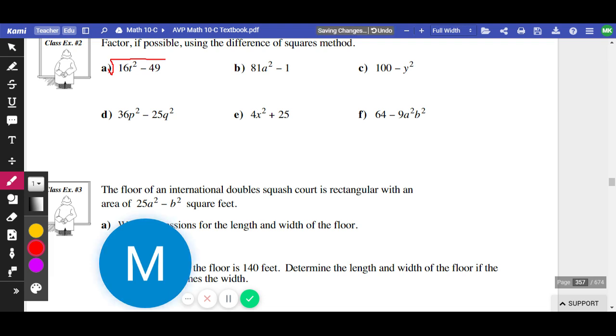So I can square root the whole thing. I'm going to do every single number and letter individually. The square root of 16 is 4. The square root of t squared is t. The square root of 49 is 7. So that would square root to become 4t minus 7. The other one would be the exact same, but with a plus symbol. So that factor would be 4t minus 7, 4t plus 7.